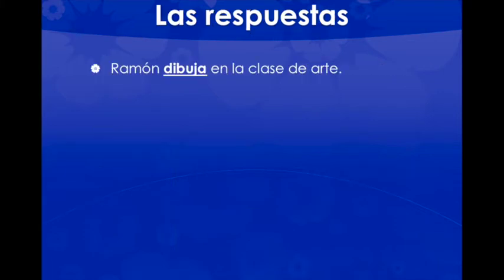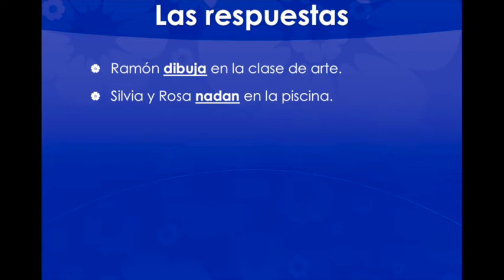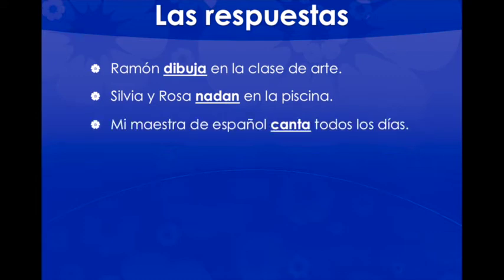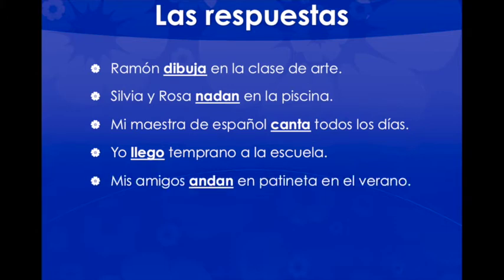So if we looked at some practices, if we want to say Ramon is drawing or draws in art class, Ramon dibuja. Silvia y Rosa nadan en la piscina. They are swimming or they swim in the pool. Mi maestra de español canta todos los días. My Spanish teacher sings every day. Yo llego temprano a la escuela. I arrive early to school. Mis amigos andan en patineta en el verano. My friends skateboard in the summer.